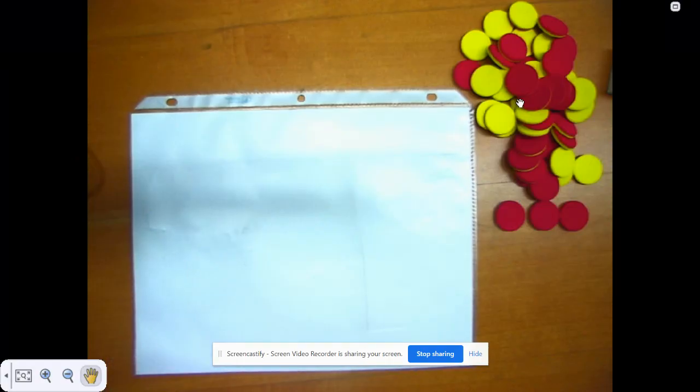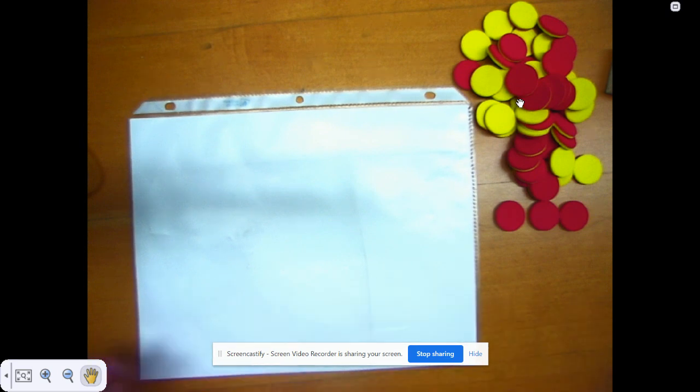This week we've been talking about adding integers. Well, today we are going to start subtracting integers. Let's go over a few things that we've talked about this week.